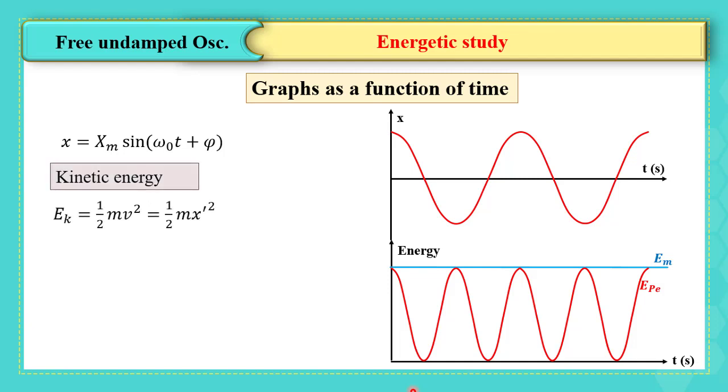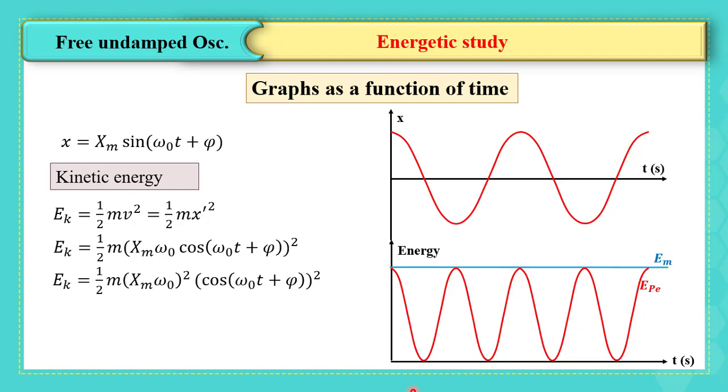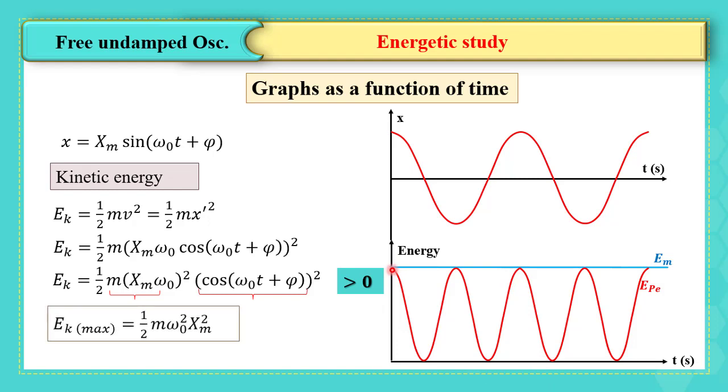Finally, the kinetic energy. The kinetic energy is half mv squared, where v is the derivative of x. So we can write it as half m into the square of xm omega 0 times the square of cosine omega 0 t plus phi. The same, we can find that it is always positive, so its curve is totally above the horizontal axis of time, where its maximum value can be written as half omega 0 squared xm squared.